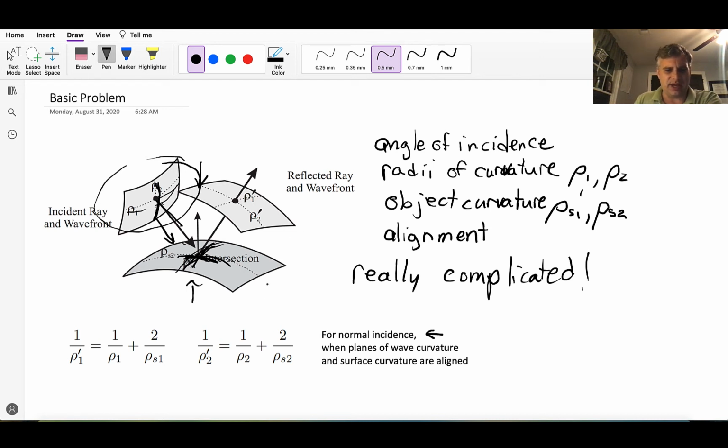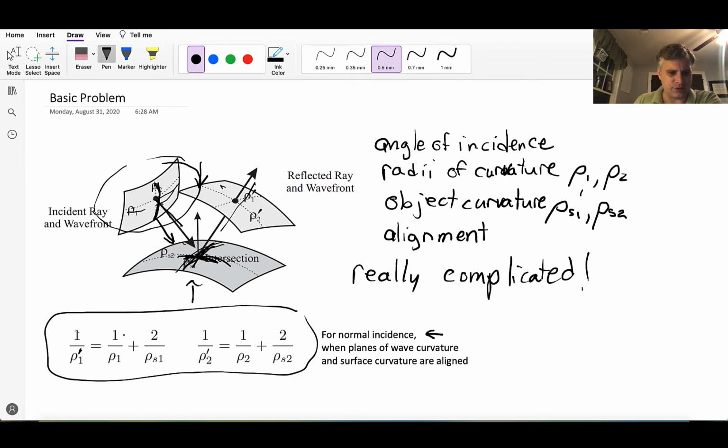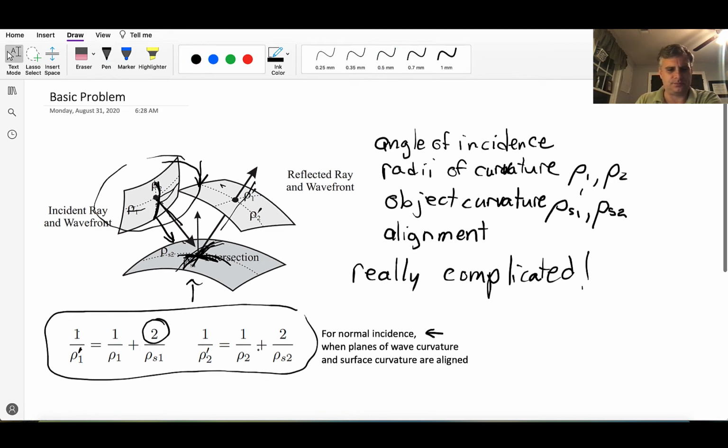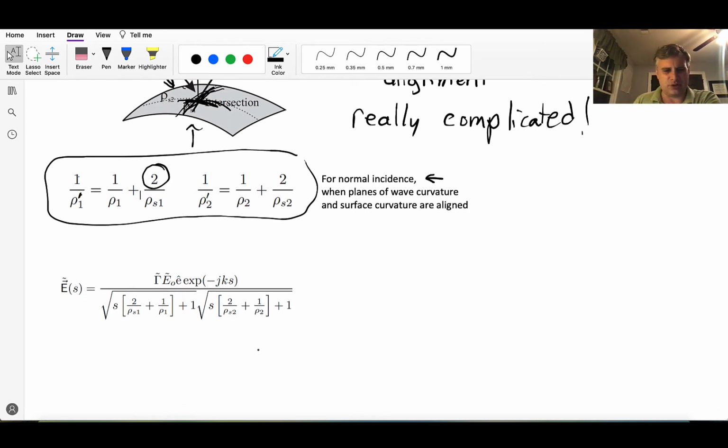So this is a simple case when we can describe the radii of curvature of the reflected wave with this simple formula: 1 over rho sub 1 prime, which is the curvature of the reflected wave, is equal to 1 over the curvature of the incident wave plus 2 over the curvature of the surface in the first plane. And likewise, the same formula holds for the other plane of curvature.